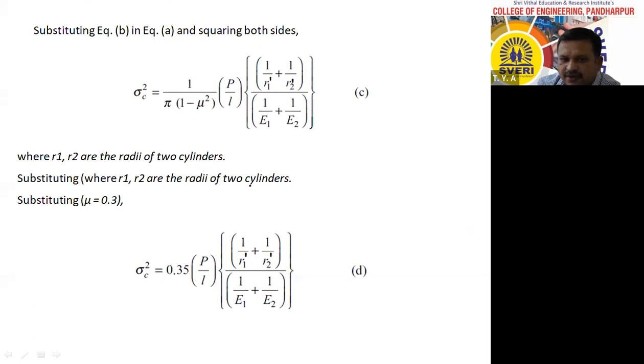Substituting mu is equal to 0.3, we get sigma c square is equal to 0.35 p into L into bracket 1 upon r1 plus 1 upon r2 divided by 1 upon e1 plus 1 upon e2.